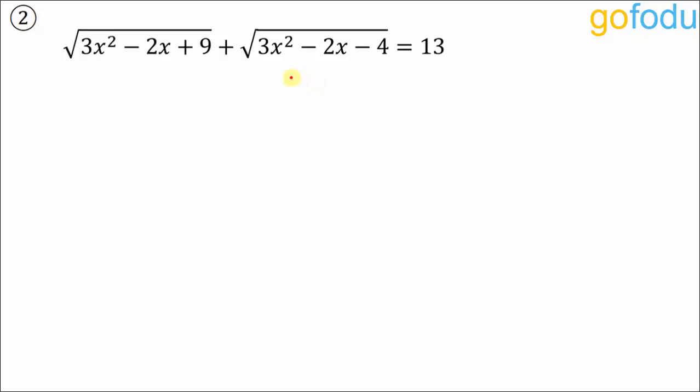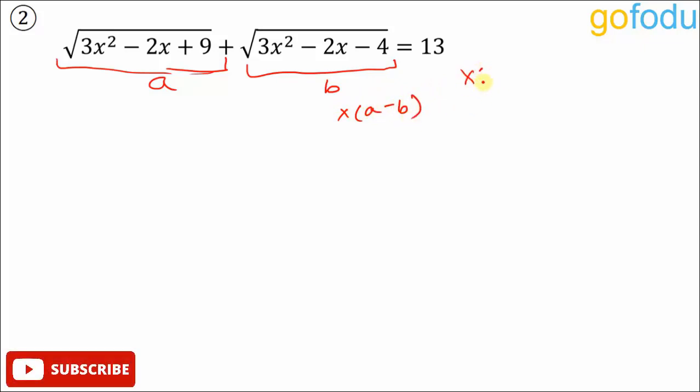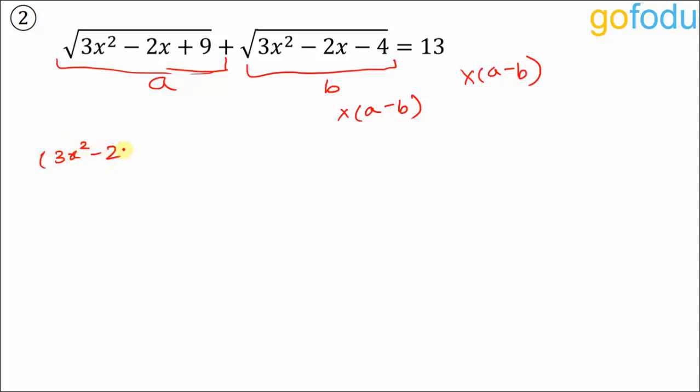So what we are going to do here is treat this whole expression as a and this whole expression as b. So this is nothing but a plus b is equal to 13. Now if I multiply the left hand side by a minus b and the right hand side by a minus b, this is very similar to rationalizing the denominator. How we rationalize the denominator, that is what we are going to do here to remove this root sign in the left hand side. So a plus b into a minus b will be a square, that is this whole square, minus b square. So this will give 3x square minus 2x plus 9.